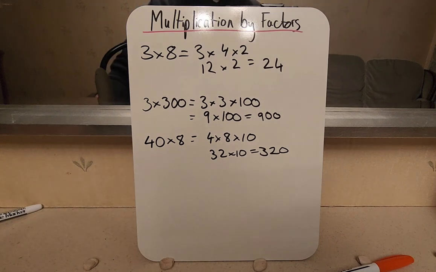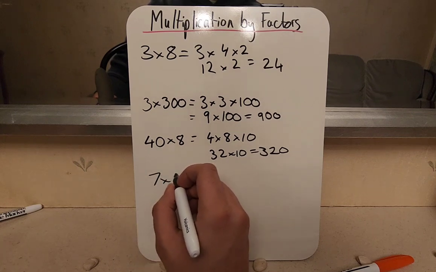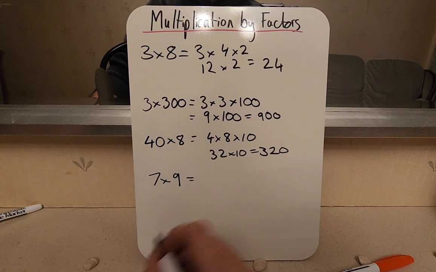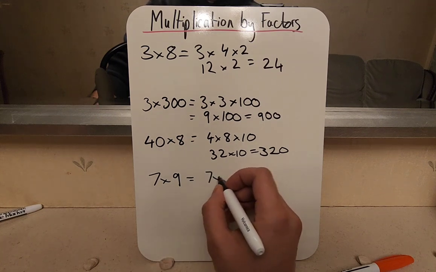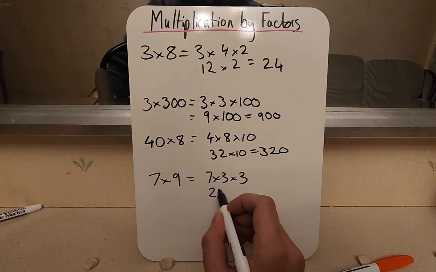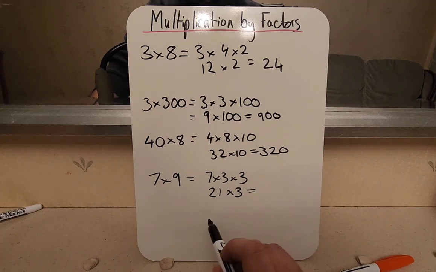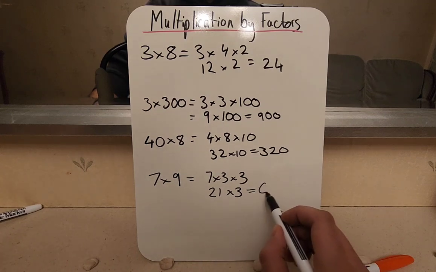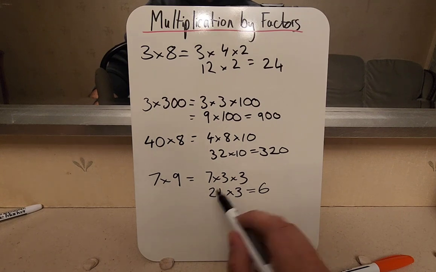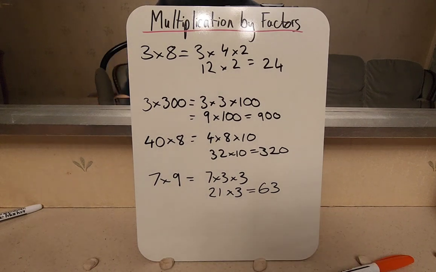Another example I'm going to give you is 7 times 9. You might want to do 7 times 3 times 3. 7 times 3 is 21, and times this by 3. 3 times 20 is 60, and 3 times 1 is 3, so 63. There we go. Now I do have some example questions for you as well that are going to come up now.